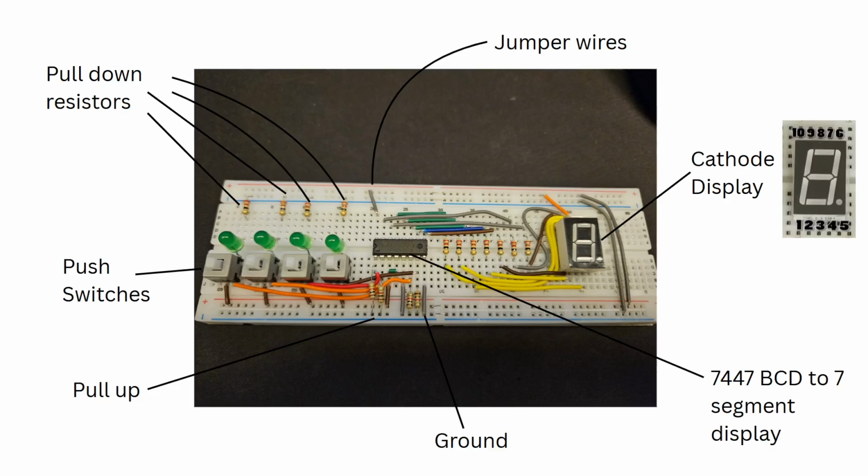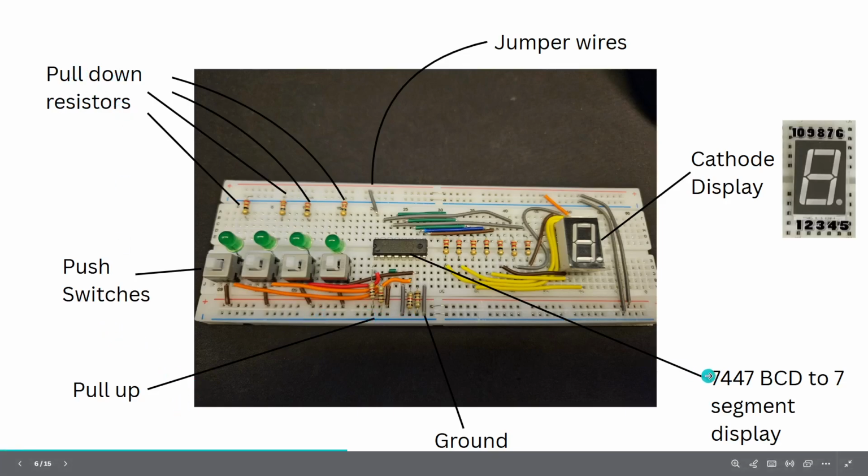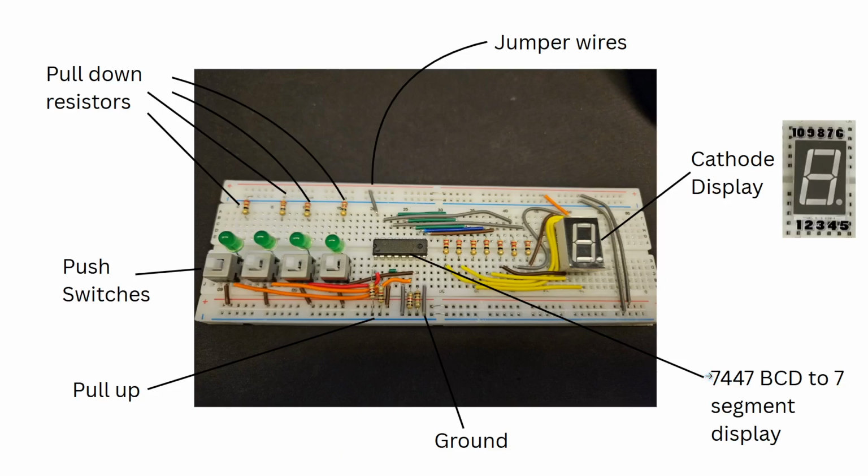242150076. So I'm going to talk about the overall circuit and how we can build it. This is the breadboard, and you can see already what we have used. We have used pull down resistors, push switches, pull up resistors, a 7447 BCD to 7 segment display, cathode display, and jumper wires. We all need this for this project.